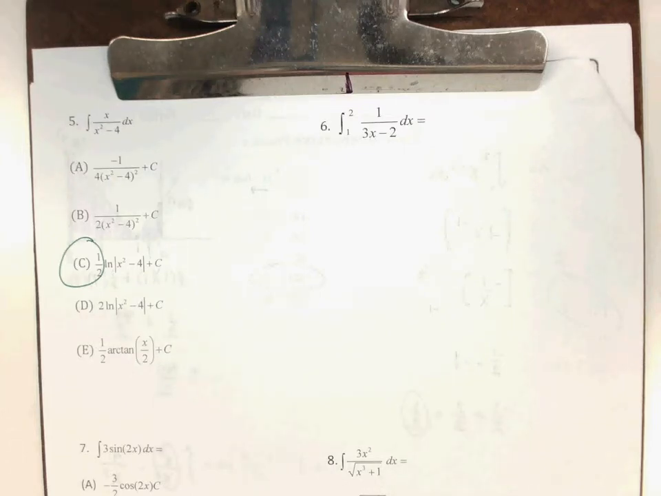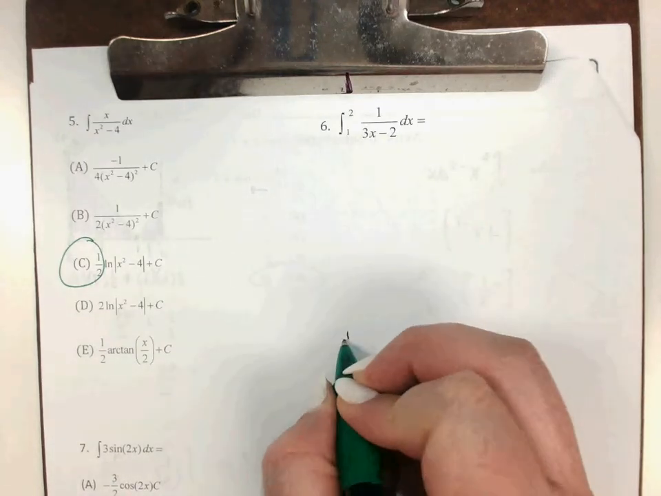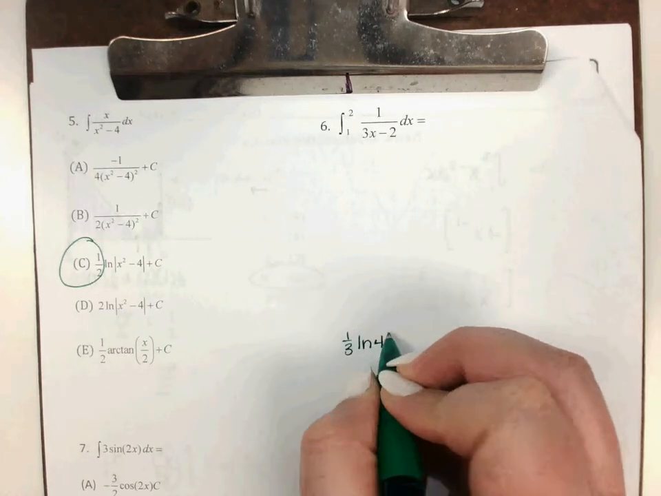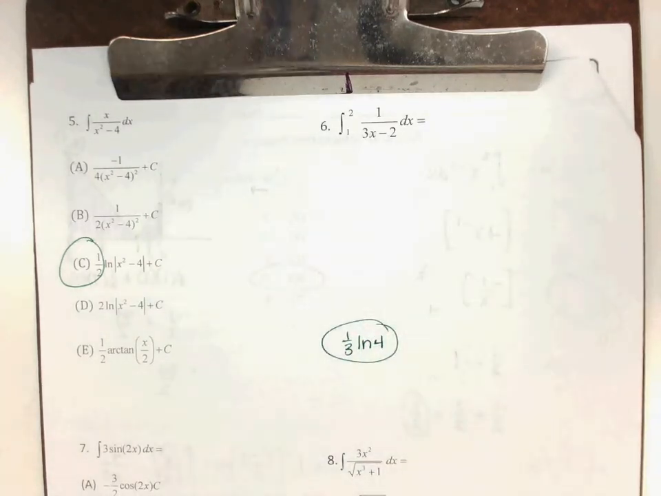Anybody get number 6? 1/3 ln of 1. So that entire thing's 0. Should be 1/3 ln 4 is your final answer. Did you get it? We can do it together. Okay, so what's your u?